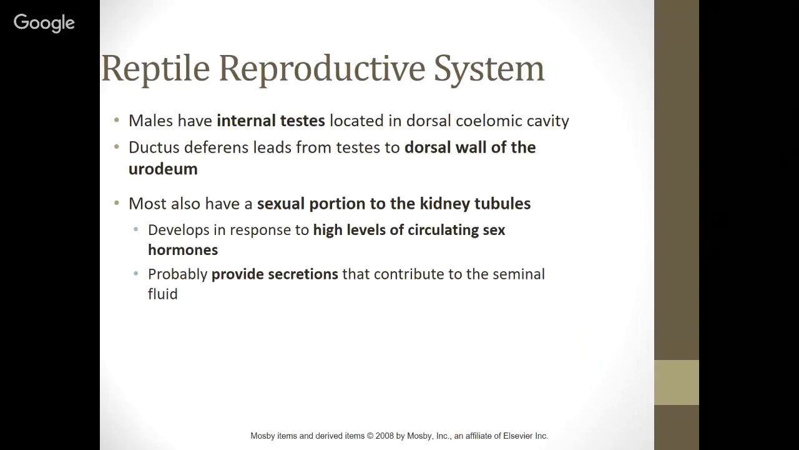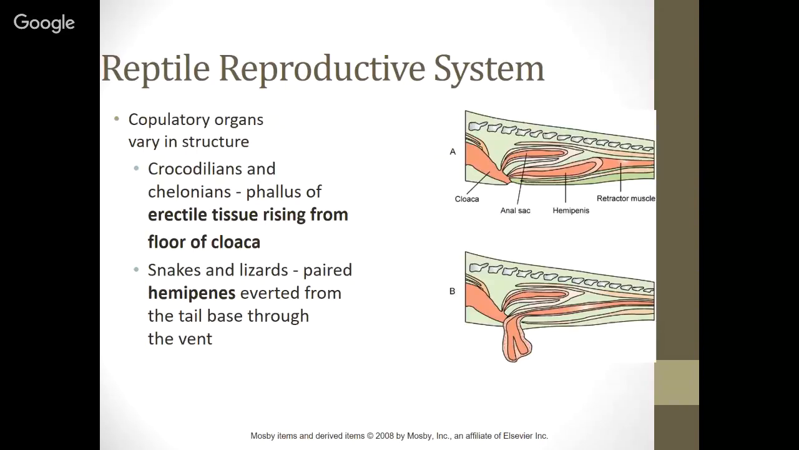This develops in response to high levels of circulating sex hormones, and they probably provide secretions that contribute to the seminal fluid, just like the prostate and the bulbourethral glands. The copulatory organs will vary in structure.